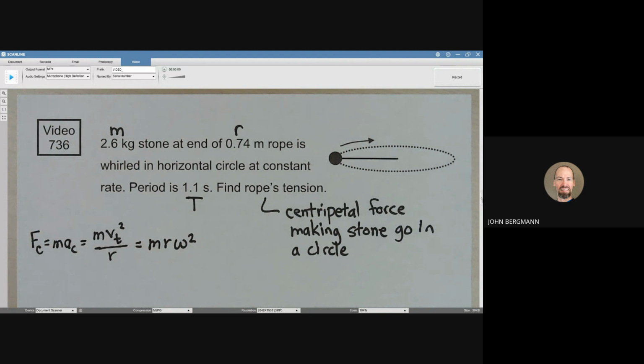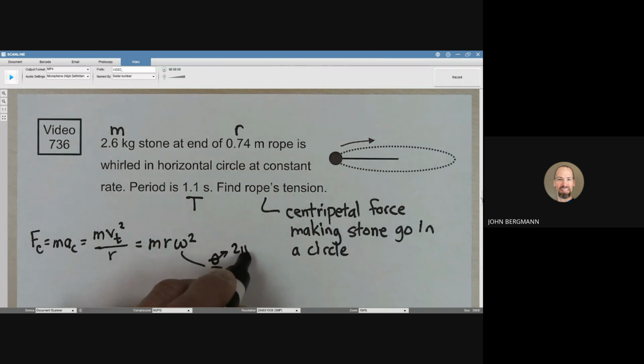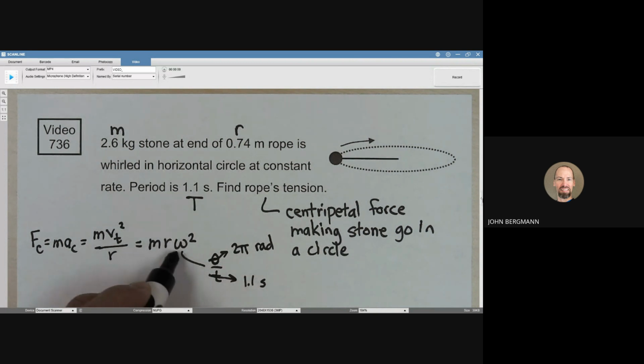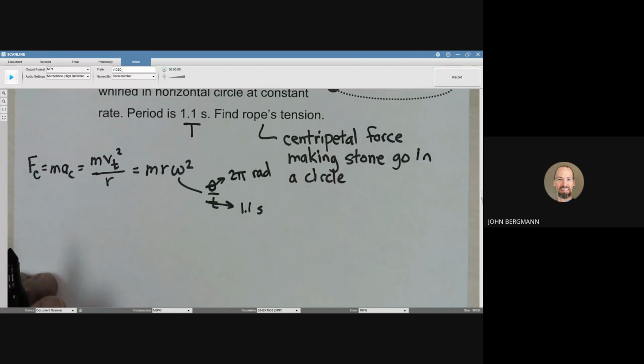Well, let's see what we've got here. We know that omega is angular displacement divided by time. The angular displacement of one time around is 2 pi radians, and the time for one time around, we're told, is 1.1 seconds. So I think if we take 2 pi divided by 1.1 seconds, that's going to give us the value of omega. We know what r is, and we've got the mass. I think that should do it for us. Let's see if that gets us where we want to go.